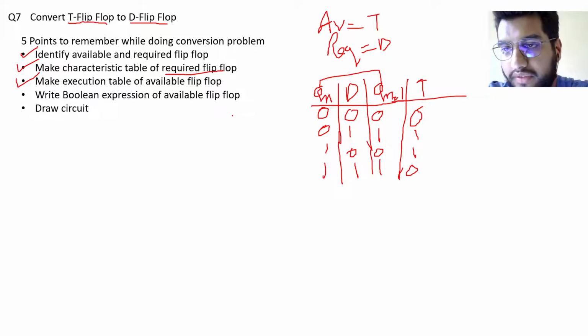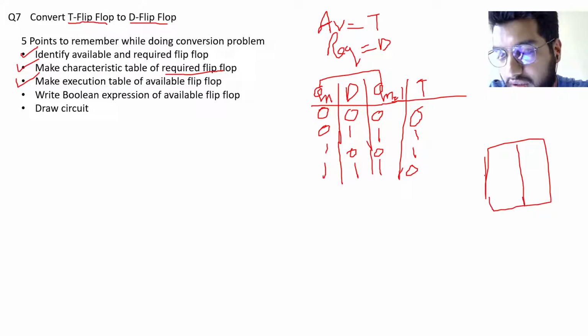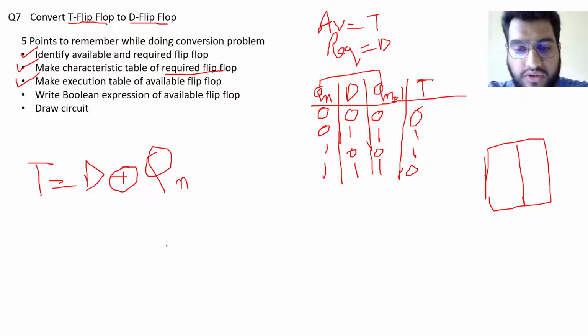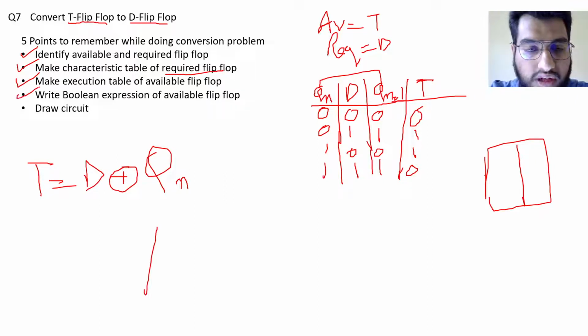Now what do we need? We need to write the characteristic equation, the Boolean expression, using this. This is simply an XOR gate. If you carefully look at it, this is 0 1 1 0, between D and Q, and the relation is T is equal to D XOR Qn. So we have the expression also.